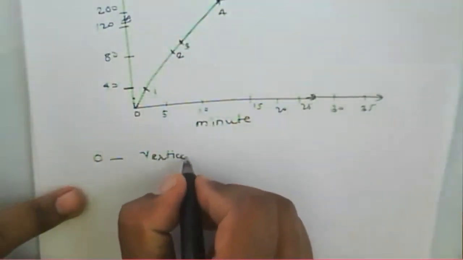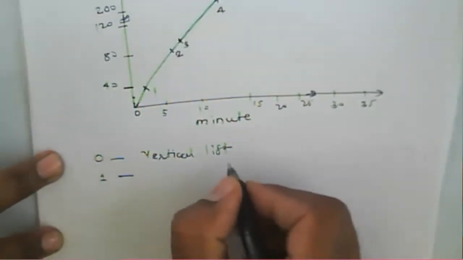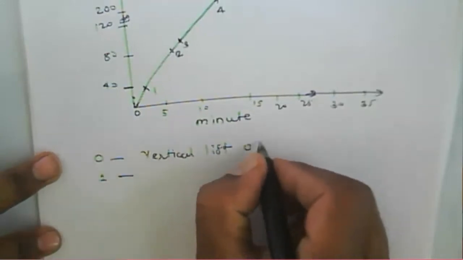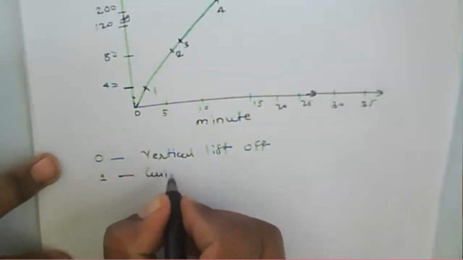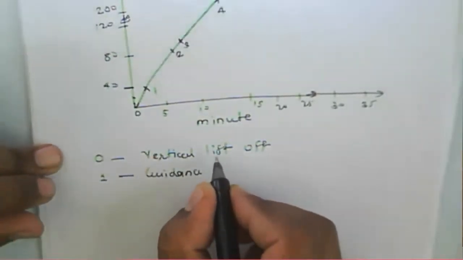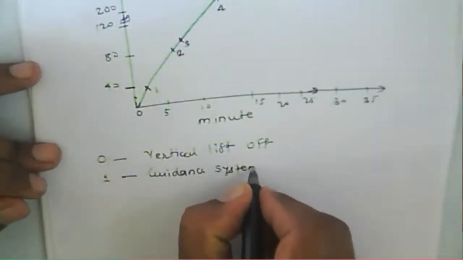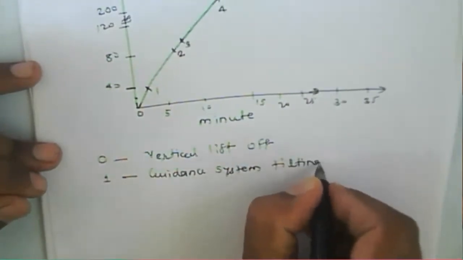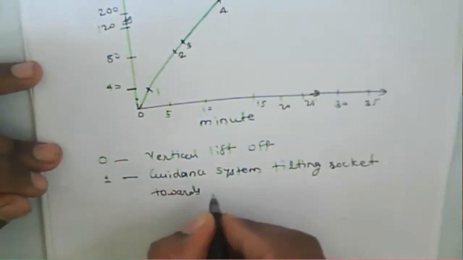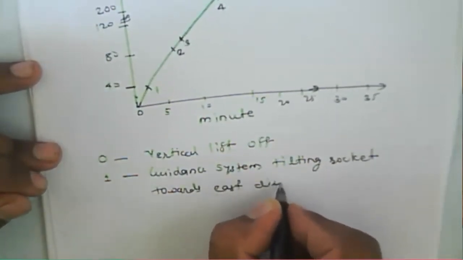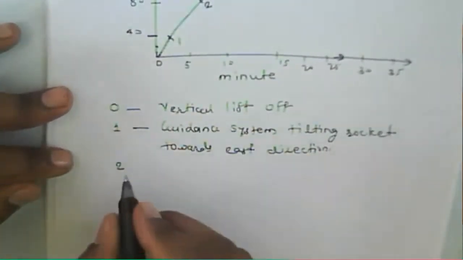Okay, so you can say that zero event, vertical lifting here. Okay, so we can say takeoff likewise, or vertical lift off here. And then in the one, we say that a guidance system being tilting rocket towards east direction. Okay, that is about a sequence.